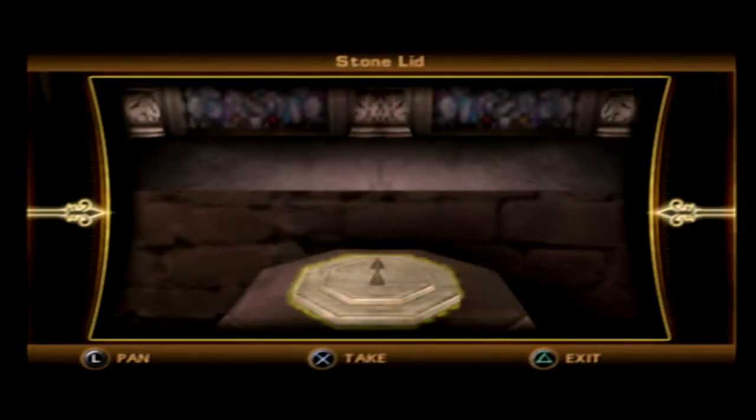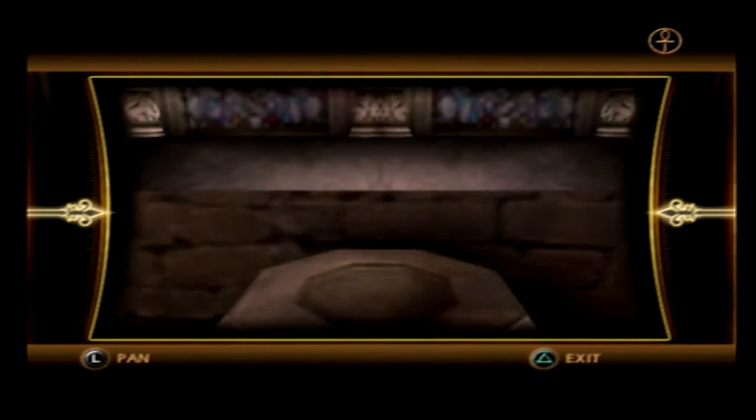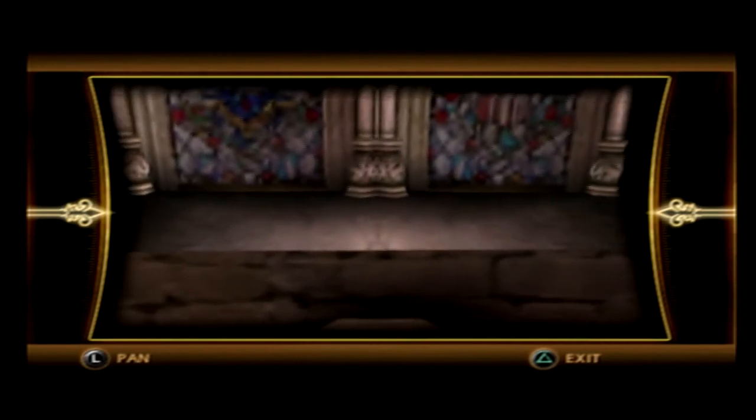Hey look! A baptismal thingy. A stone lid. Give me the stone lid. I don't know what else I need it for. I just took it because I'm a klepto. I'm not really in real life, but yeah.